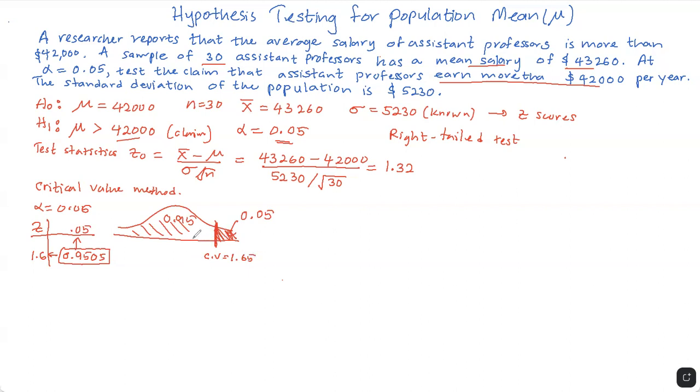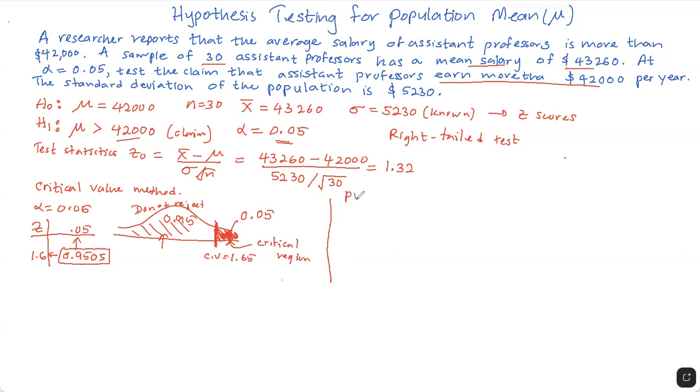So if you have a number that falls over here, then do not reject. If you have a number that falls in this critical region, then we are going to reject. So that is the critical value method. So you have the critical value here.